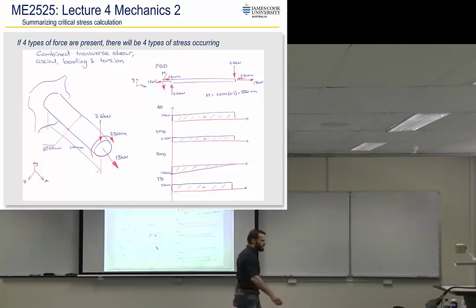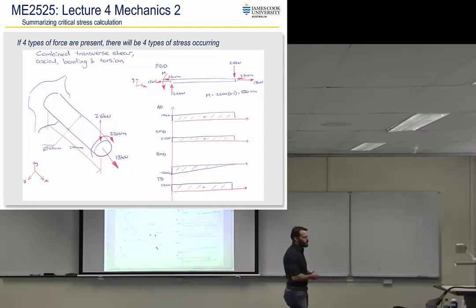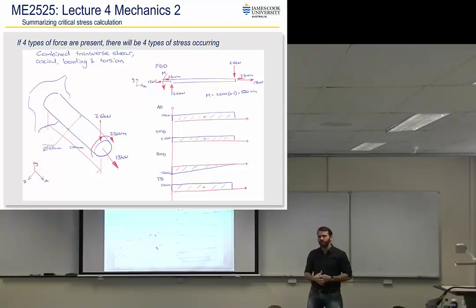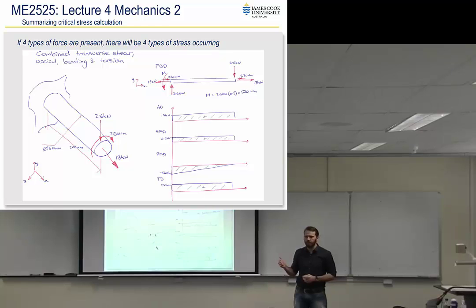So, today's lecture, guys, is just going to continue on from yesterday. You recall that yesterday we did, I think, four or five different modes of stress, and we talked about them all individually and how you would calculate the stress vectors on an infinitesimal element at the critical zone for each of those modes.